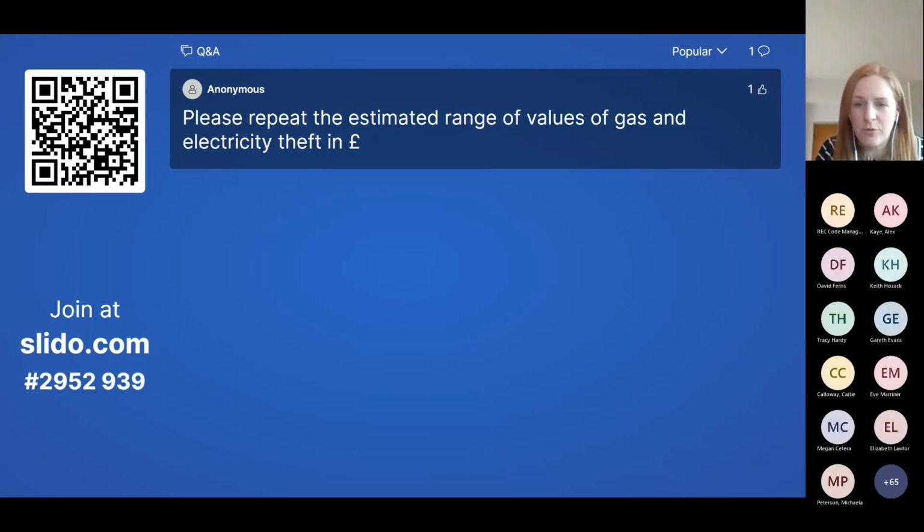Yeah, absolutely. So for gas, it was 93 million to 155 million. And for electricity, it was 737 million to 1.2 billion. Ursula, is that based on current Ofgem pricing? That's based off the current Ofgem capped prices.